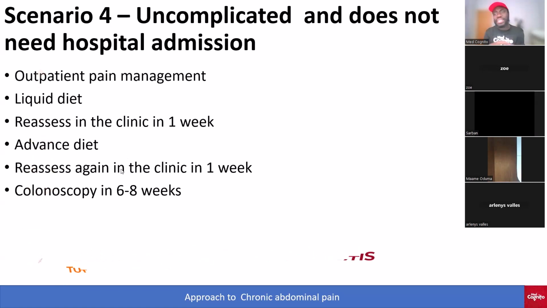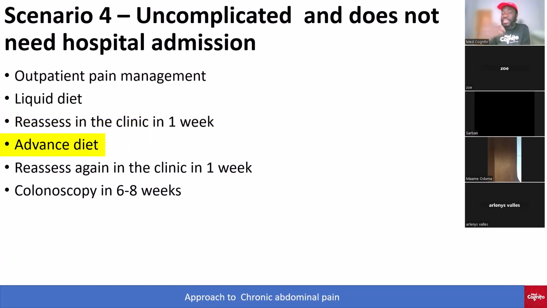What about if the patient has uncomplicated diverticulitis and does not need hospital admission? So that patient, you want to do your outpatient pain management, so like oral pain management, okay? Whichever pain management will be helpful to the patient based on the patient's underlying medical conditions. Liquid diet, reassess the patient in the clinic in 1 week.